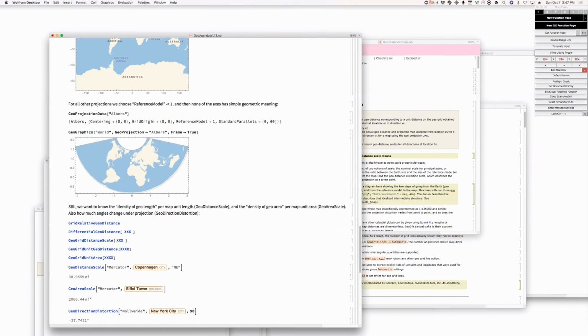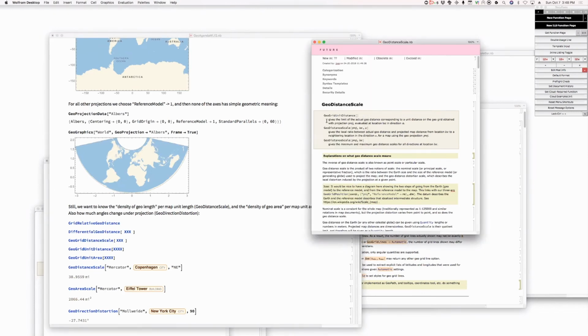I think this is okay, geogrid unit distance. I think explaining it this way, you know what? I don't think we should say the limit here. I think this makes it very confusing. I think we should put the limit in a different place. It gives the actual geodistance corresponding to a unit distance obtained with projection evaluated in the limit of approaching location log from direction alpha.